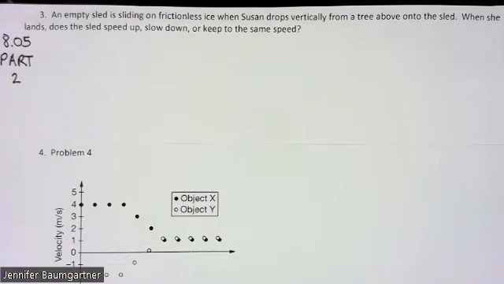An empty sled is sliding on frictionless ice when Susan drops vertically from a tree above onto the sled. When she lands, does the sled speed up, slow down, or keep the same speed? So first of all, I want to know where Susan's mom is that she's jumping out of trees and onto sleds. But since we're in physics, we're not going to concern ourselves with that.